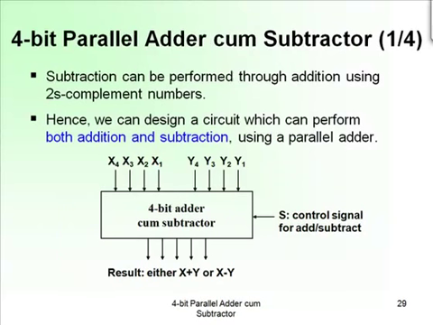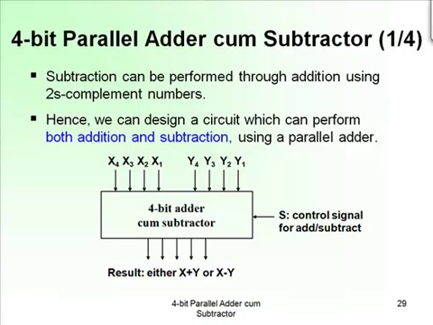Here's a 4-bit parallel adder with subtractor. Recall that subtraction is performed essentially by doing addition of a 2's complement number. So say I want 5 minus 4: I take 5, get the 2's complement of 4, add them together, and the result would be 1. So we use that fact. There's no such thing as building a subtractor. It's built using an adder.